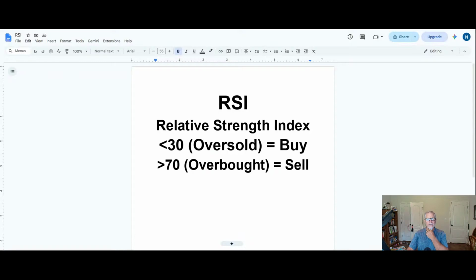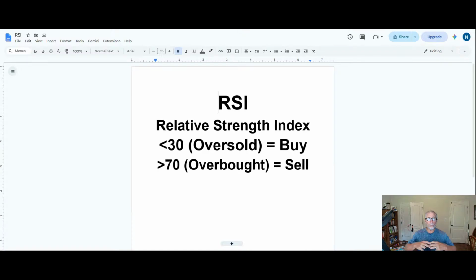RSI, and it stands for Relative Strength Index. Okay, relative to the market, relative to its historical trading pattern. Okay, so you have two numbers to look at. You have 30 and 70. If a stock is trading on a daily chart less than 30, that's telling everybody this stock is oversold.